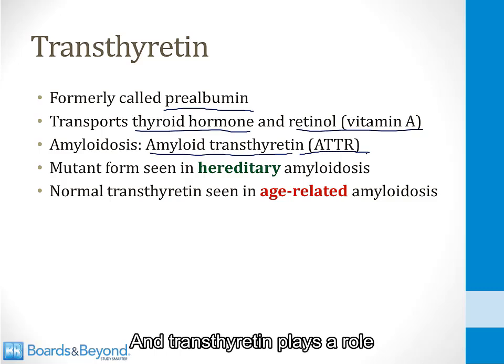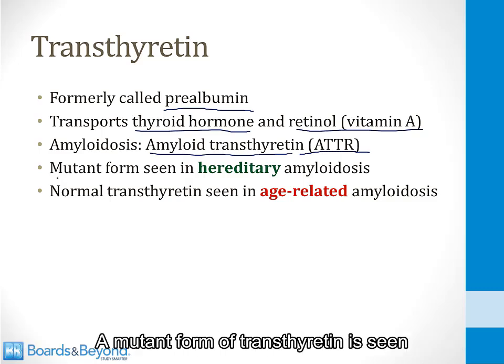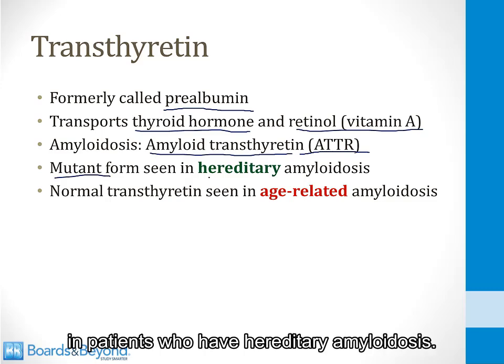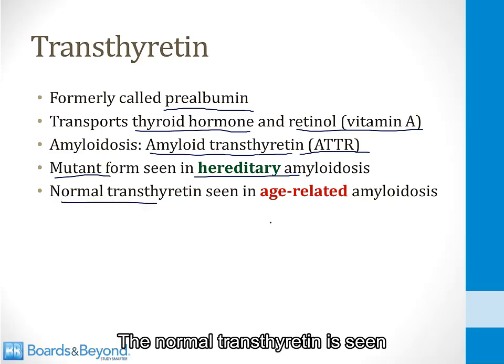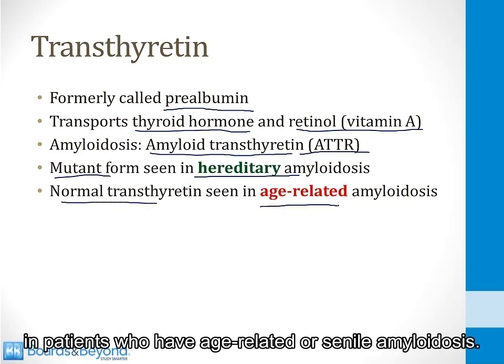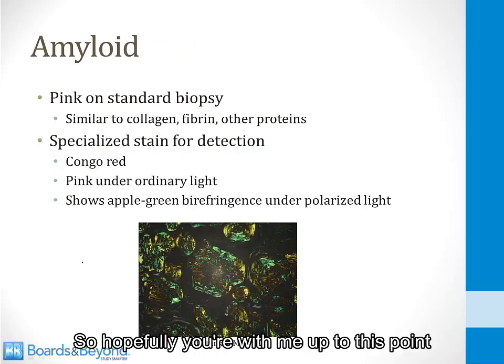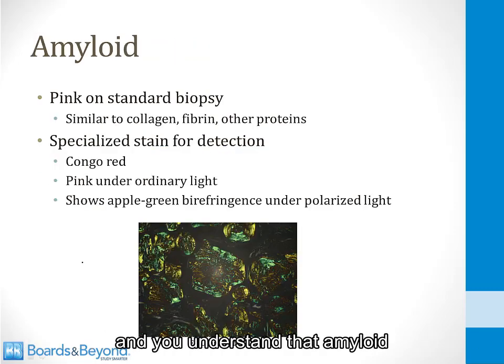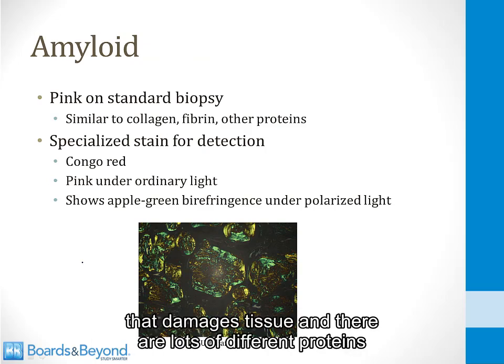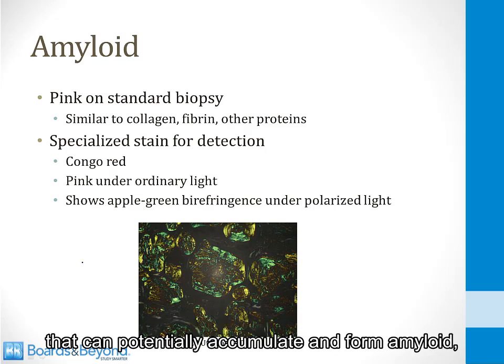And transthyretin plays a role in two forms of amyloidosis. A mutant form of transthyretin is seen in patients who have hereditary amyloidosis. The normal transthyretin is seen in patients who have age-related or senile amyloidosis. So hopefully you're with me up to this point and you understand that amyloid is an extracellular collection of proteins that damages tissue, and there are lots of different proteins that can potentially accumulate and form amyloid.